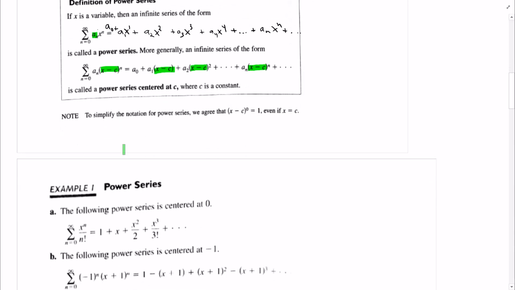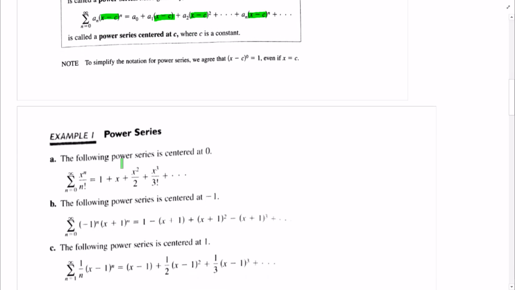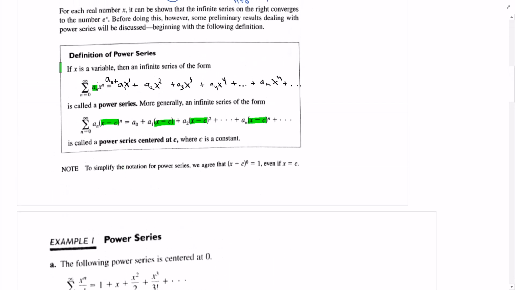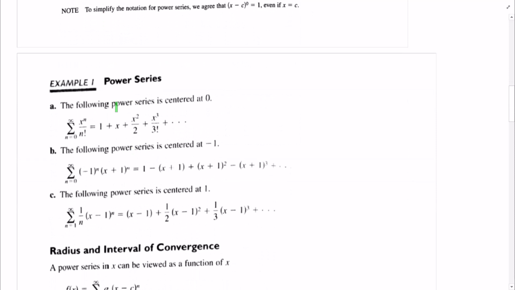All right, so the big point here is that a power series, which is those Taylor series and Maclaurin series that we looked at last time, is the same as just a numerical series, except there's a variable in there, right? So let's look at some examples of some power series, right?